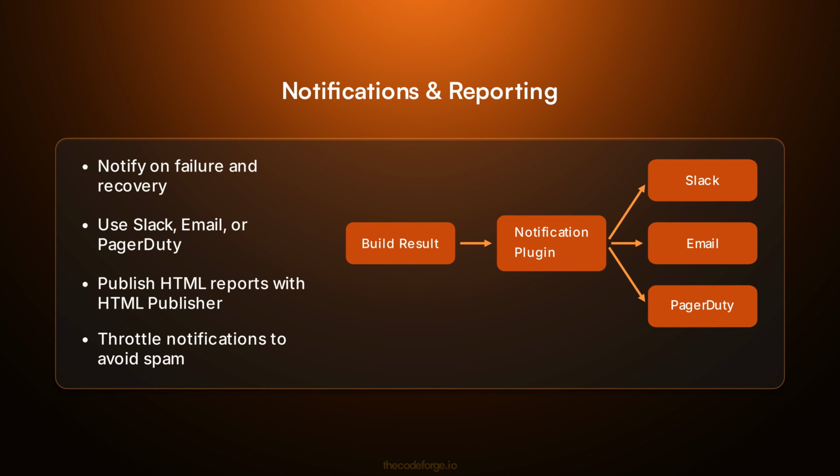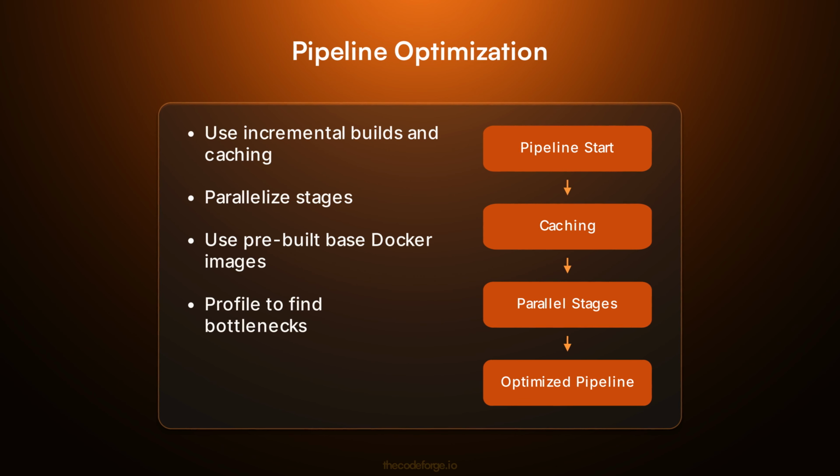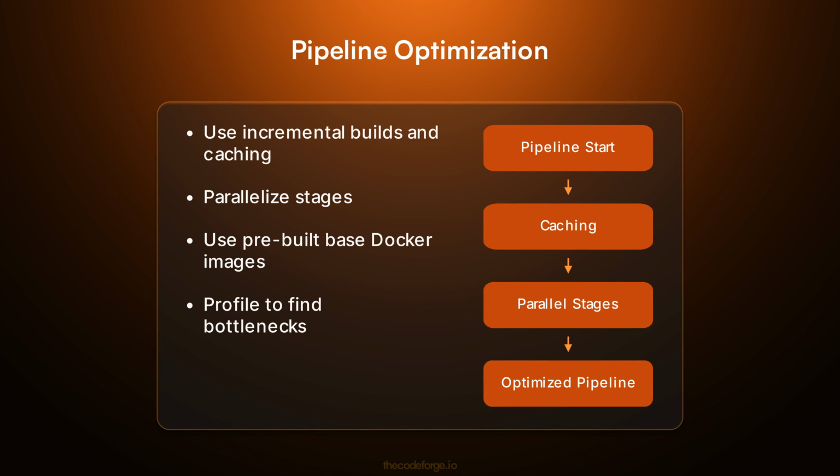For reporting, use the HTML Publisher plugin. Implement throttling to avoid alert fatigue. Slow pipelines kill productivity. Optimize by using incremental builds, caching dependencies, parallelizing stages, and using pre-built base Docker images. Profile your pipeline to find bottlenecks.